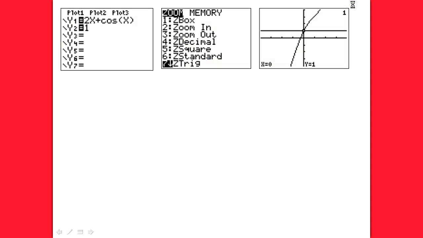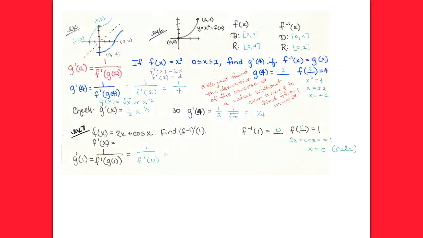So we put left-hand side in y1, right-hand side in y2. We went to zoom trig, and we asked it to find the intersection, and that point of intersection was at 0, 1. So once I know that I have the ordered pair 0, 1 on the original function, then that would be 1, 0 on the inverse function, right? So I can come down here then and say, okay, g of 1 is equal to 0. So now I have the derivative of f at 0.